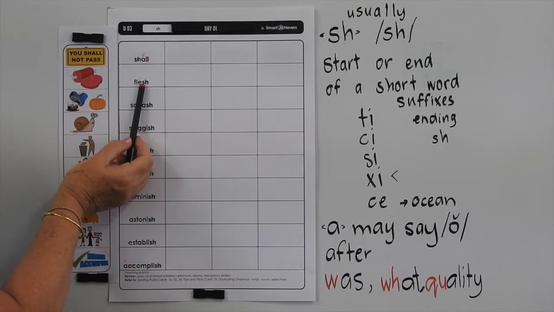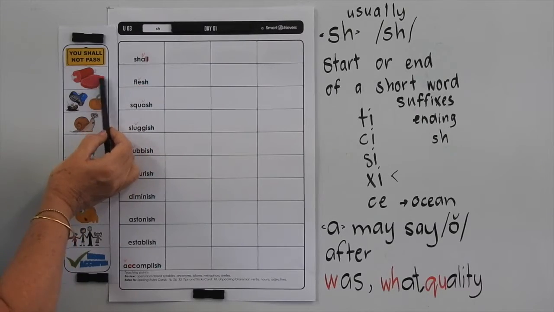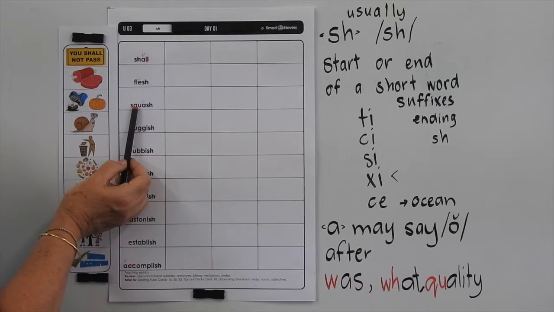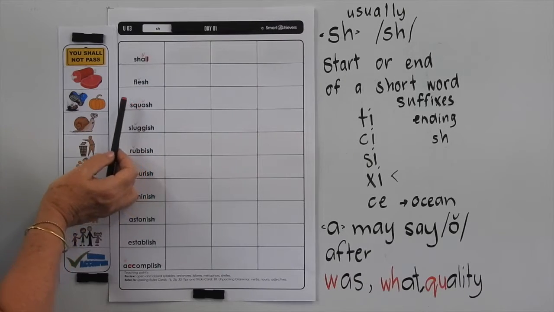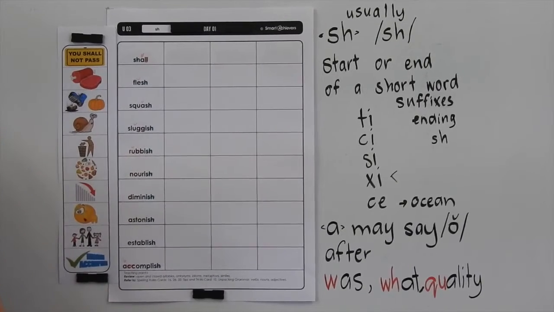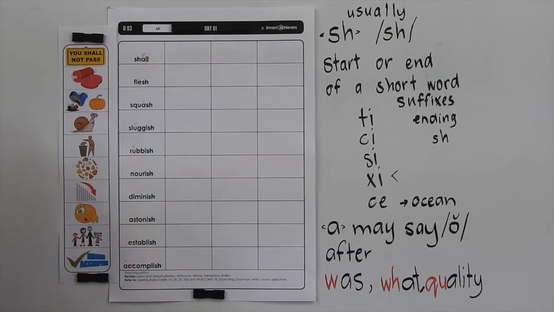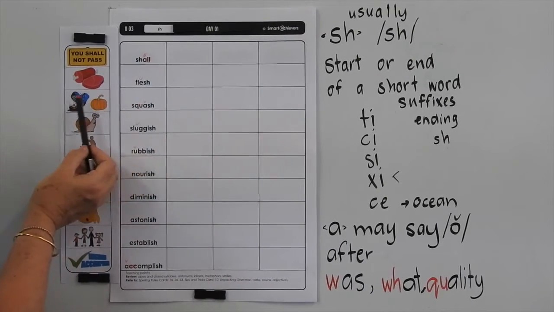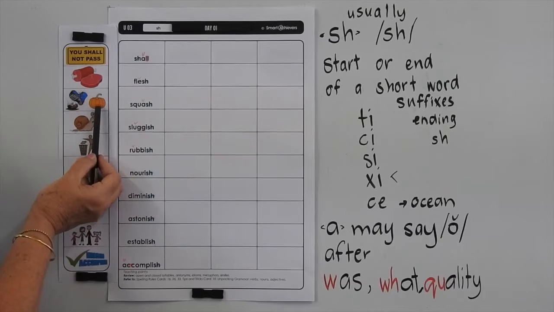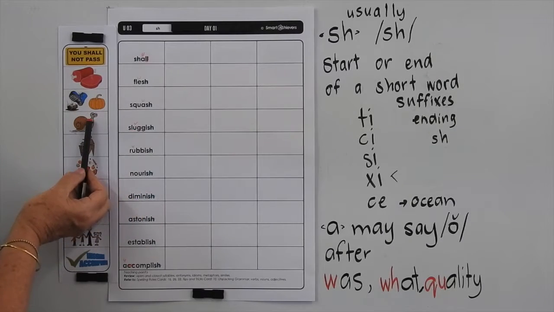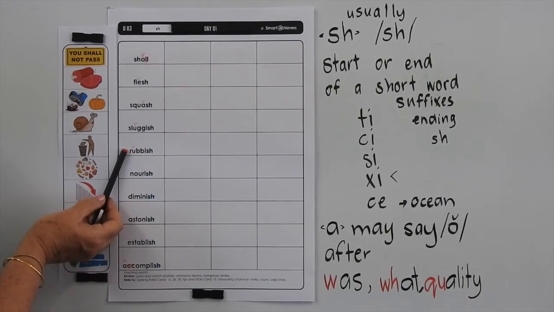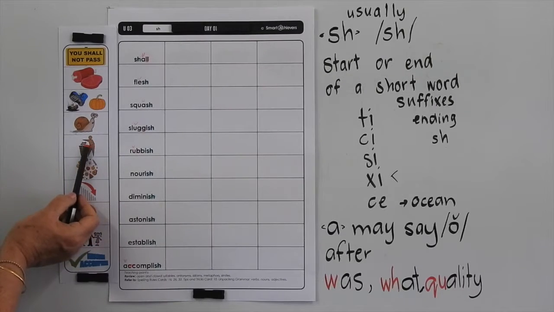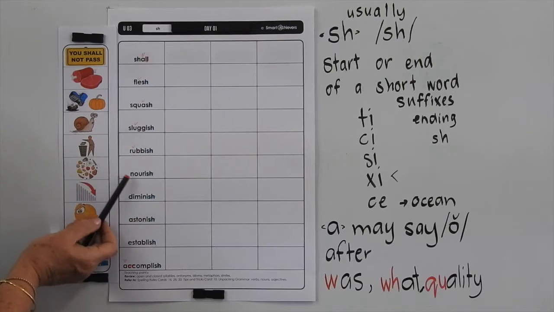Now flesh could refer to meat, and it means muscle and fat. And an idiom that you might hear on that one would be, in the flesh, what does that mean? Squash could be to crush something, or it could also be a type of vegetable. Sluggish means lazy and slow. Rubbish could mean nonsense, but it usually means trash or garbage.